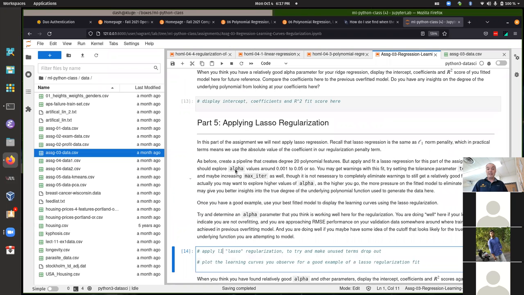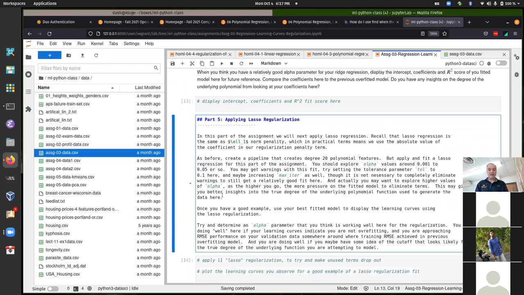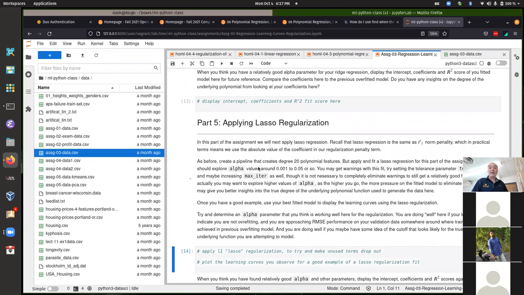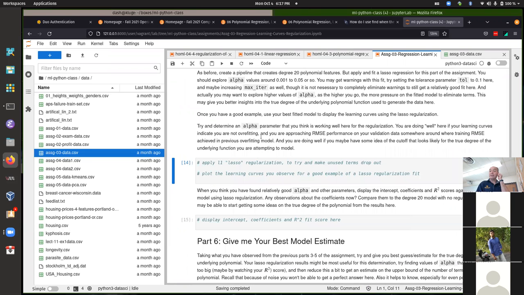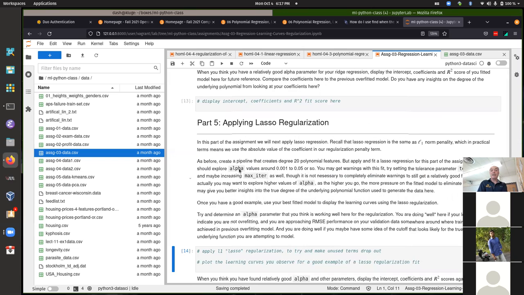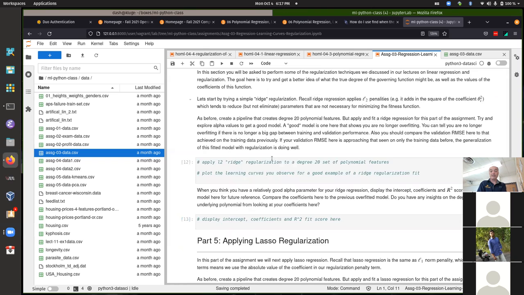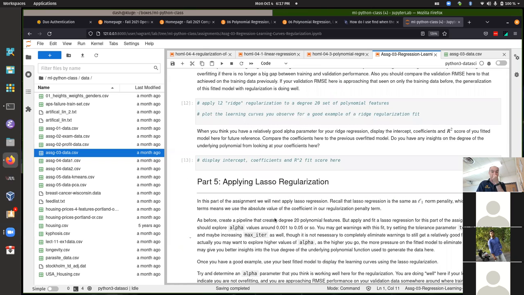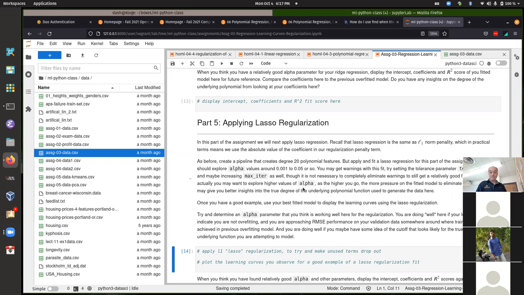But it won't be guaranteed, because I don't tell you what alpha value will be a good value here. So you'll have to try some different values of alpha when you're applying regularization, both the ridge and the lasso, to get a feel for it and see if you can find something that looks like it might be performing well for you.